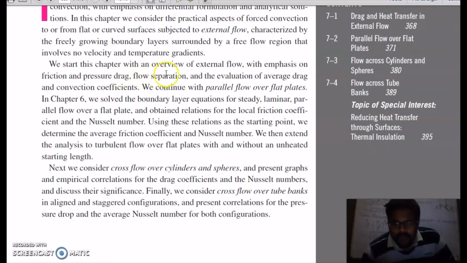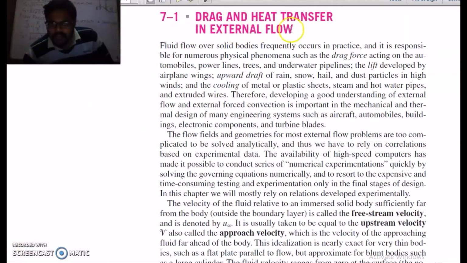We start with an overview of external flow with emphasis on friction and pressure drag, flow separation, and evaluation of average drag and convection coefficients. We also consider cylinders and spheres and present graphs and empirical correlations for drag coefficient and Nusselt numbers. Drag and heat transfer in external flow.